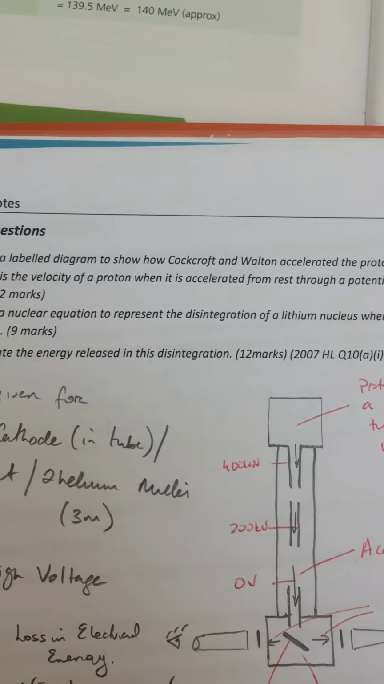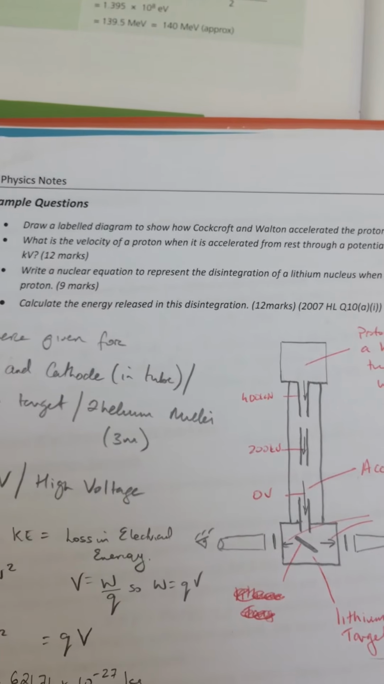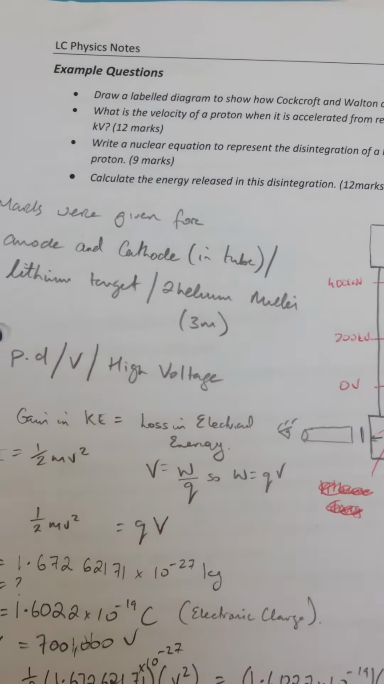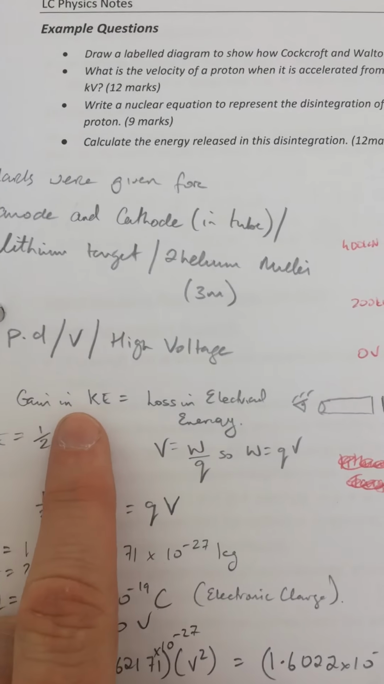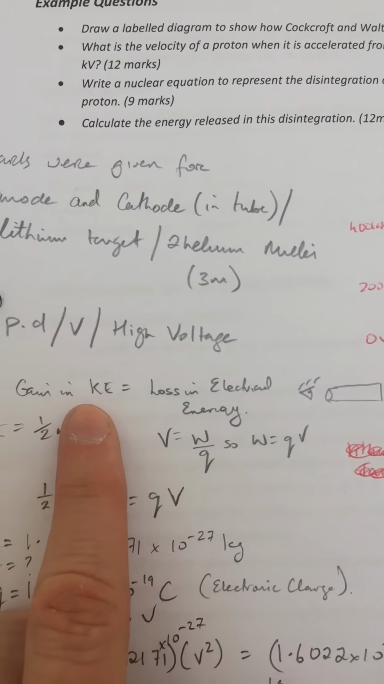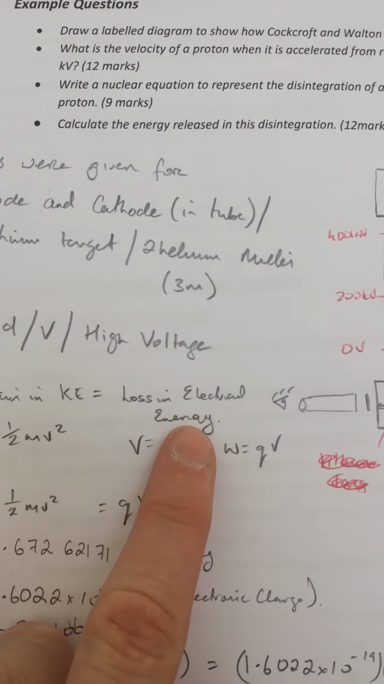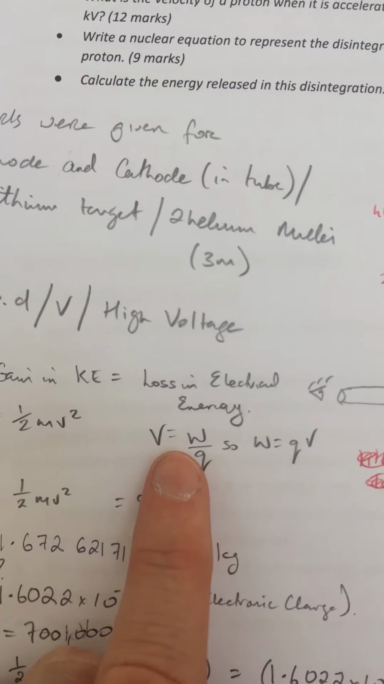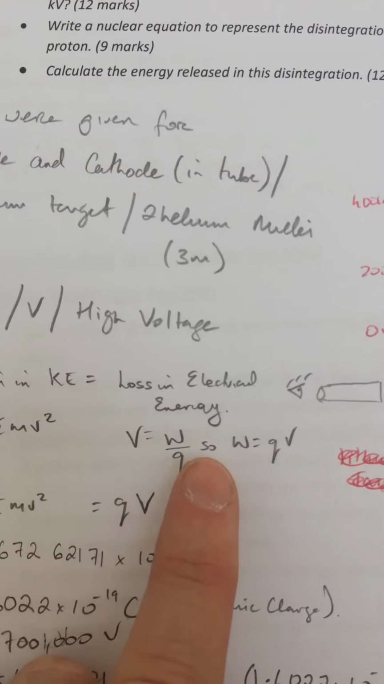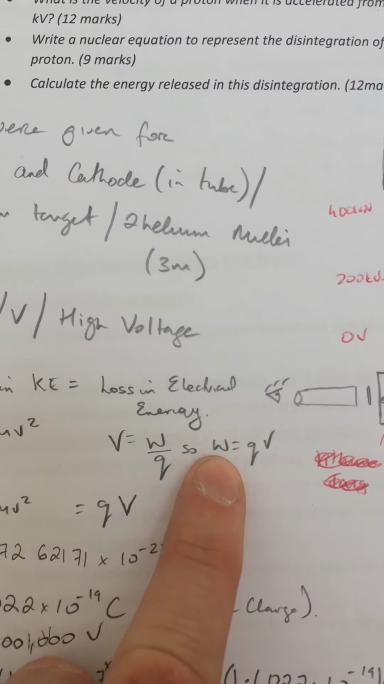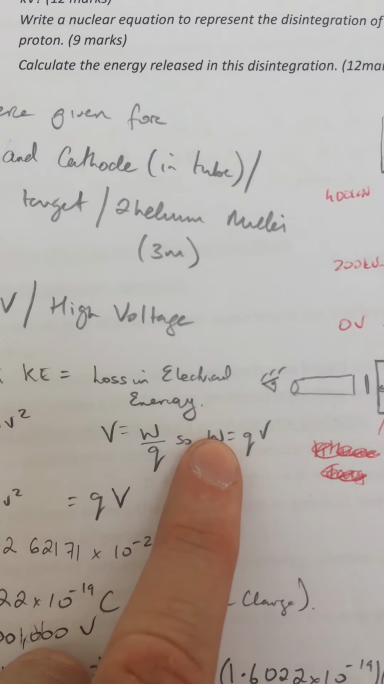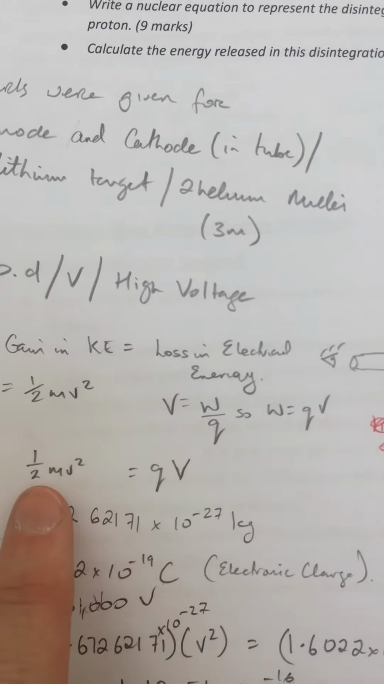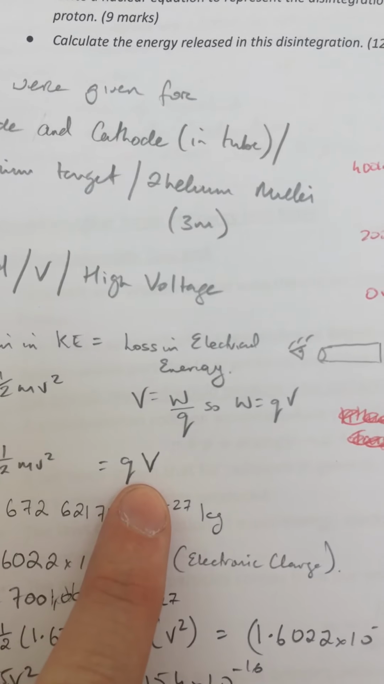Okay, the second part of the question, it says, what is the velocity of a proton when it is accelerated from rest through a potential difference of 700 kilovolts? So the big thing to remember here is your gain in kinetic energy is equal to a loss of electrical energy. So kinetic energy is equal to half mv squared, and we use the formula V equals W over Q, so W equals QV. Remember, W stands for work done. Work done is the same as energy, so we're able to equate the two to say kinetic energy is equal to work done, or a half mv squared is equal to QV.